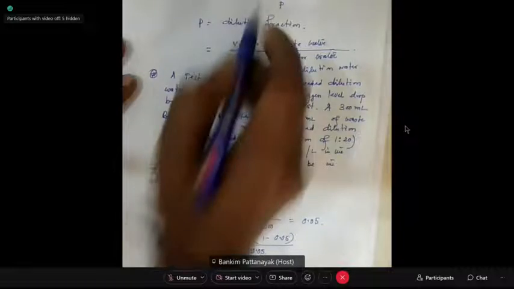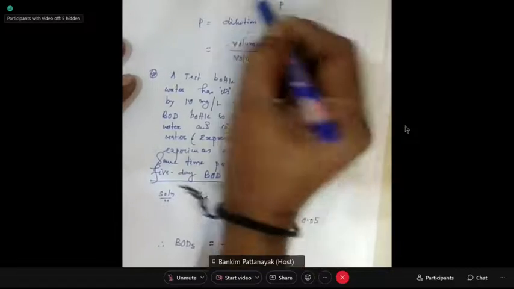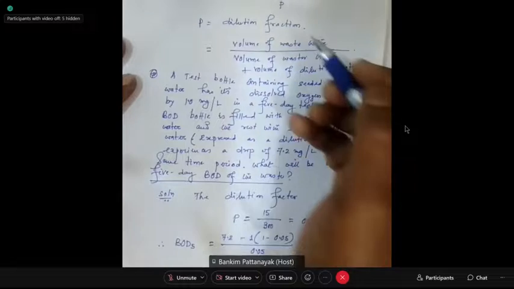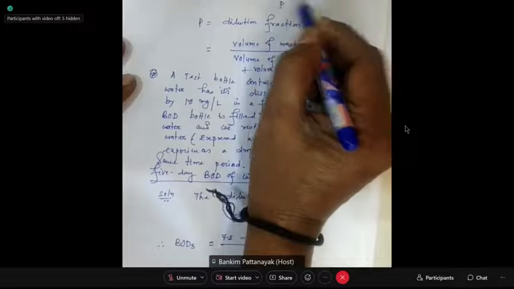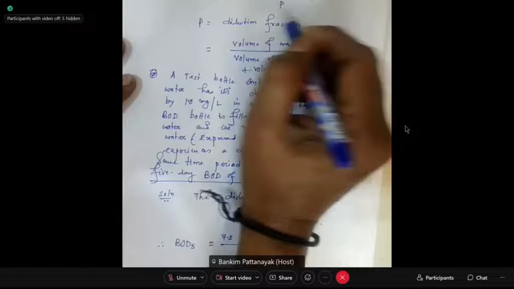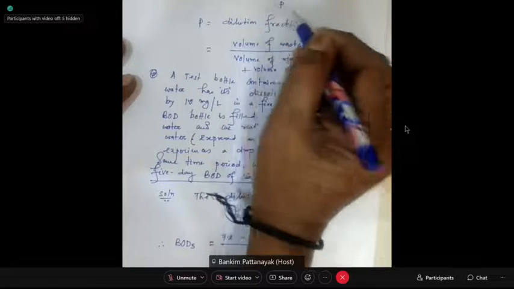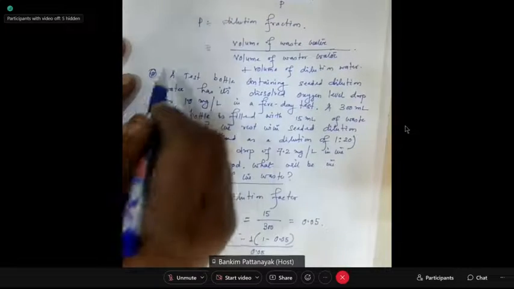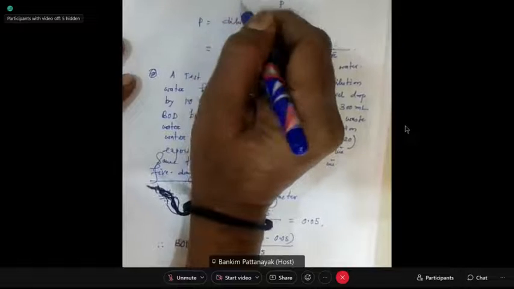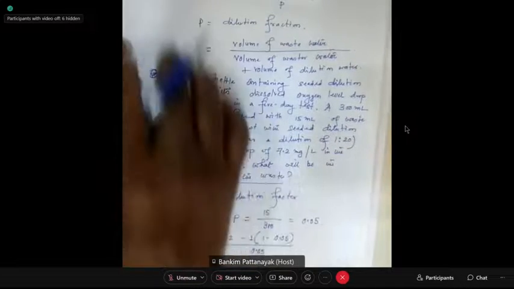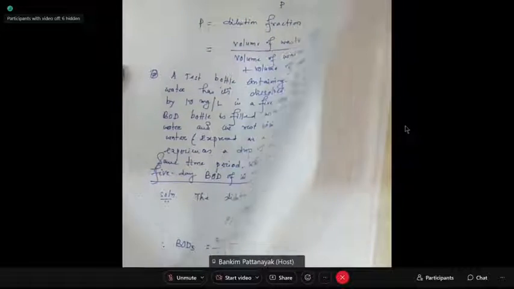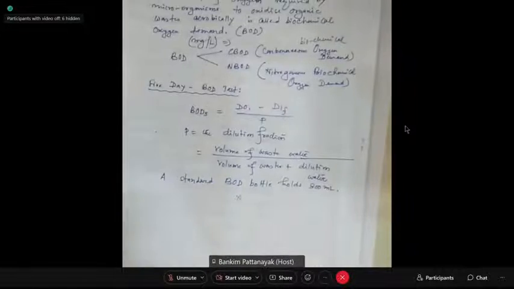dissolved oxygen, DO, initially, and dissolved oxygen at the end of the decomposition, divided by dilution fraction P. So the 5-day BOD test is a measure of the oxygen demand in that particular organic waste.